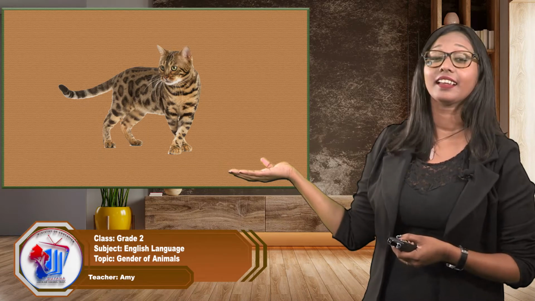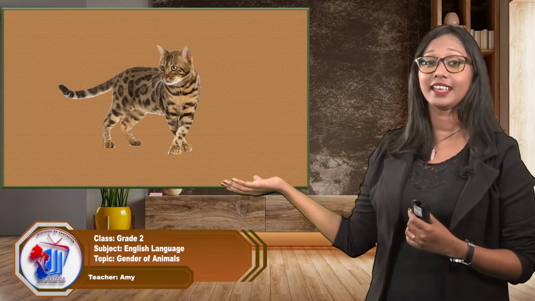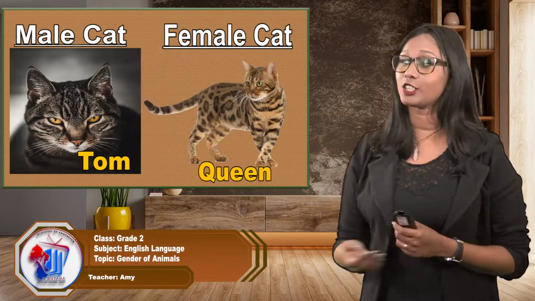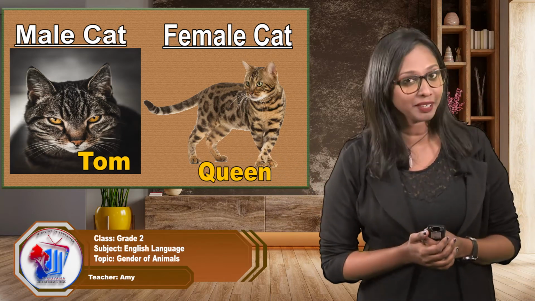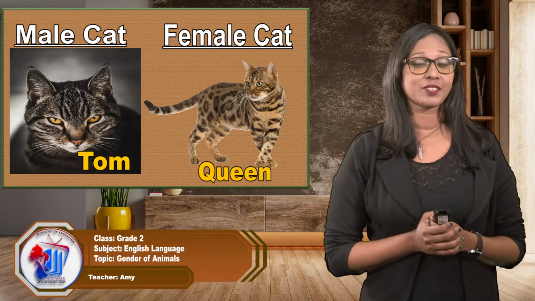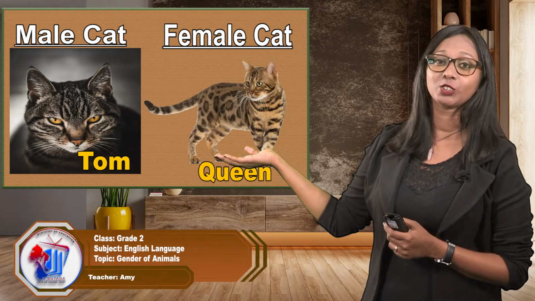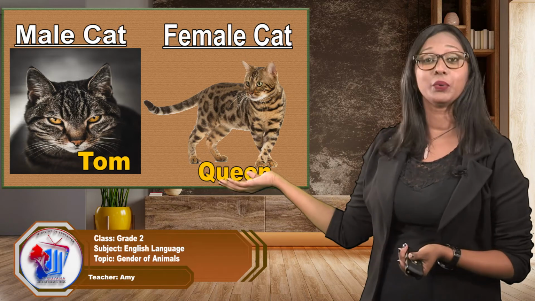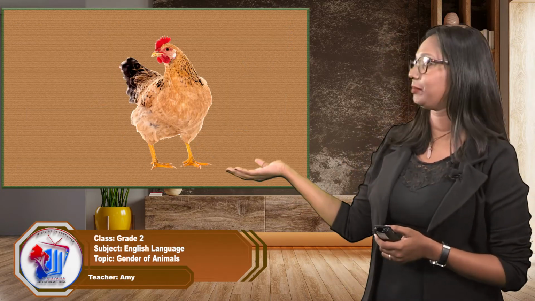Now take a look at this animal. This is a cat. The general name for this animal is a cat. But the male cat is called Tom. And the female cat is called Queen. Say that with me. The male cat is Tom and the female cat is Queen. Now let's move on to another animal.